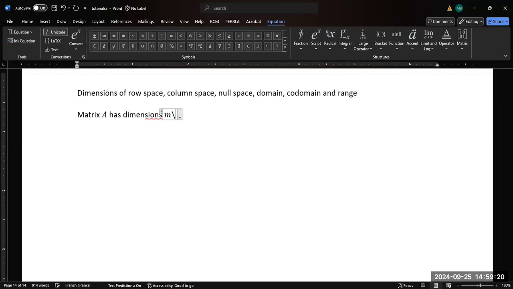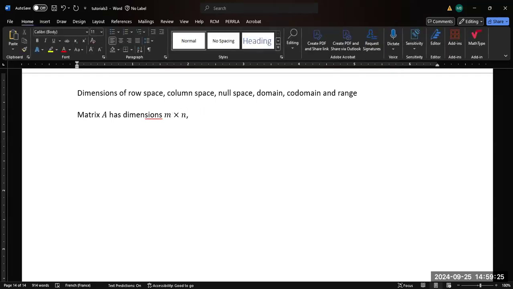m by n. So that means m rows and n columns, just to recall what our matrix organization scheme is here.